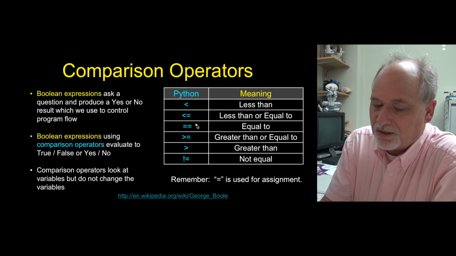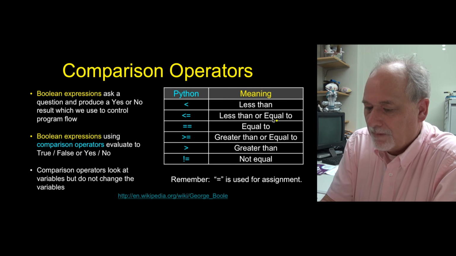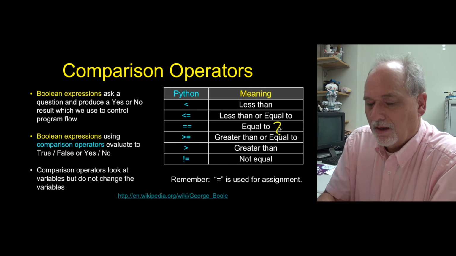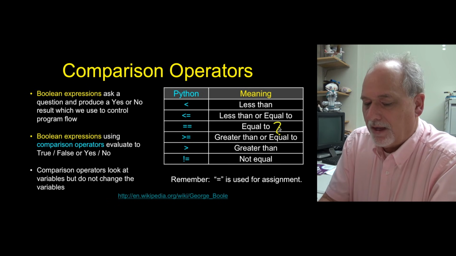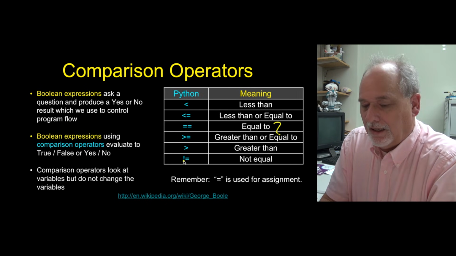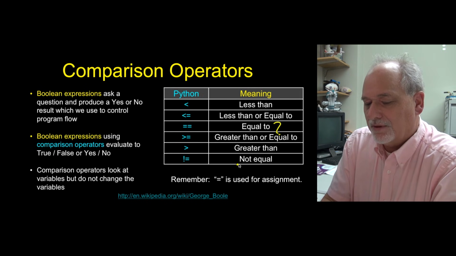So this is the question. Double equals is asking the question is equal to. Greater than or equal, greater than, and not equal. The exclamation point is sort of like not. So that's how we do not equal.